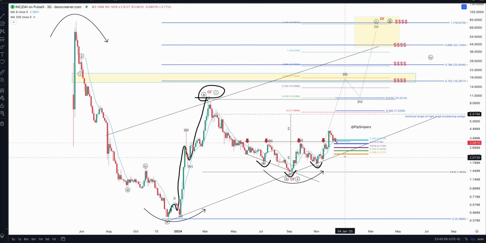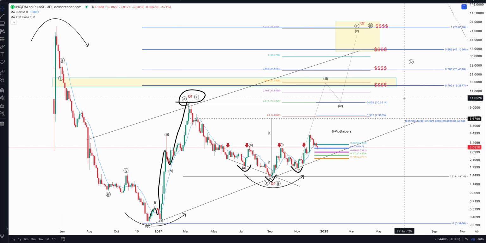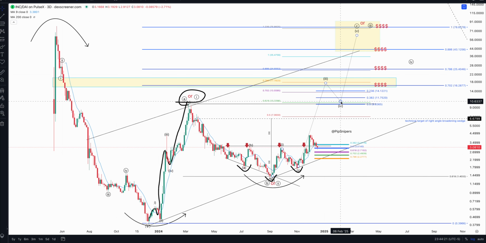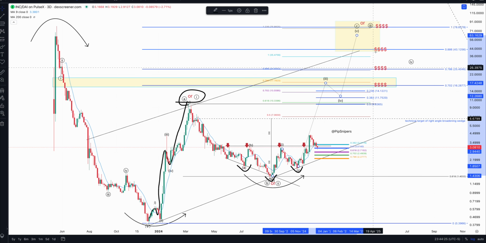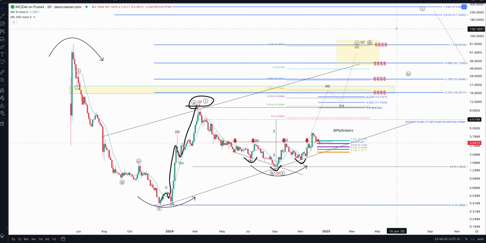Definitely DCA at these fibs, not financial advice, because I do see a move towards the 78.6% fib, sitting at around 25, 26 bucks. Okay, we'll have a wave 3, a shallow wave 4, like this, and then we'll come in for the wave 5, right? Your wave 5 would likely take you around $78.